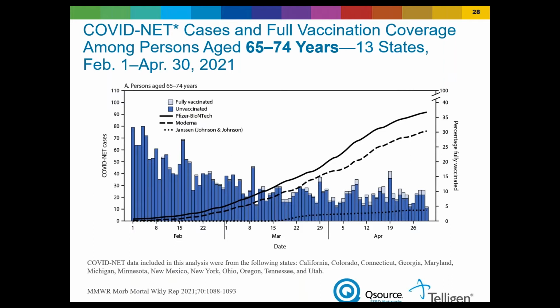The number of cases of COVID are represented by the columns, and the darker ones are among the unvaccinated individuals, and the lighter ones on the top are the fully vaccinated individuals. So as you can see, the cases are coming down between February and April as the vaccination rates increase throughout the time period. The mRNA vaccines were the common vaccines administered in the United States, and there were few J&J vaccines throughout this time period.